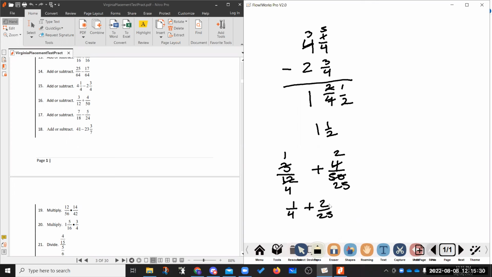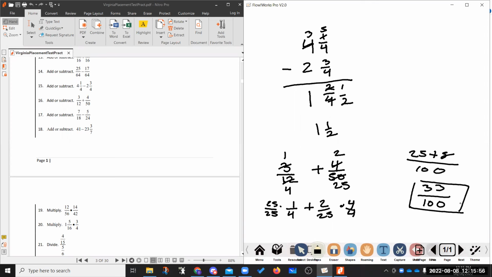Now I can see more clearly that the LCD is going to be 100 between them. If I multiply by 25/25 and 4/4, I'm going to have 25 plus 8 over 100, which is going to give me 33/100, and that'll be my final answer.